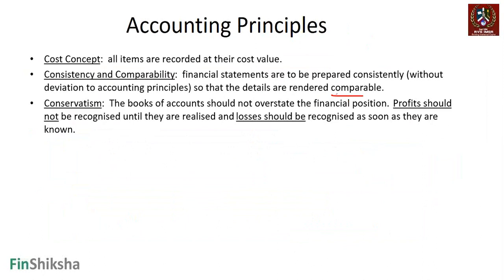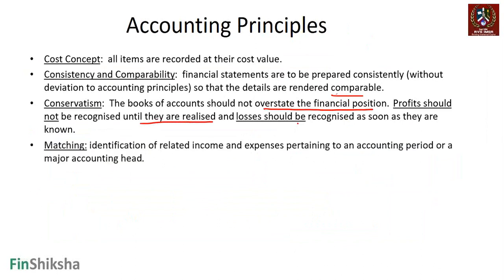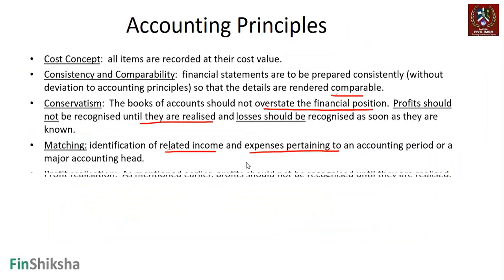Conservatism. The books of accounts should not overstate the financial positions. You have to be conservative. Profits are not to be recognized unless they are realized, and losses should be recognized as soon as they are known, right? So be conservative when you are creating accounts is what accounting principle says. Matching principle. Identification of related income and expenses pertaining to an accounting activity, accounting period or accounting major head. This needs to happen. So you have to match the incomes and expenses as such that come in. Profit realization, as you said earlier, profit should not be recognized until they are realized.